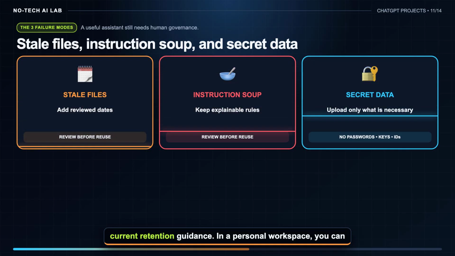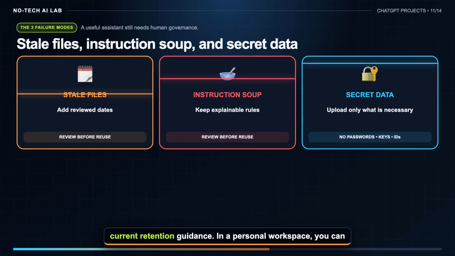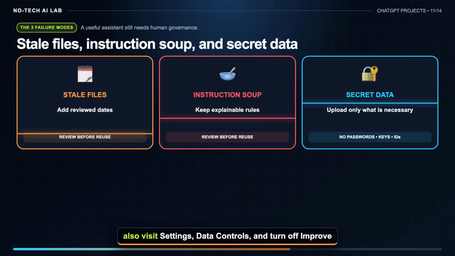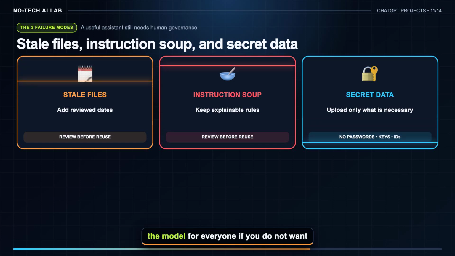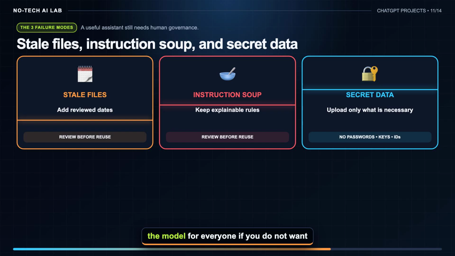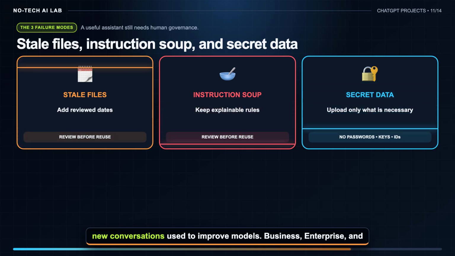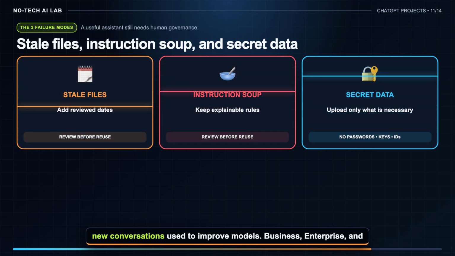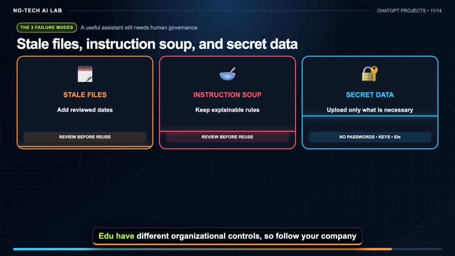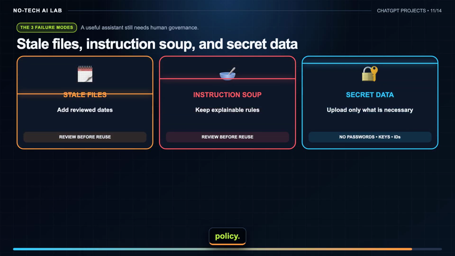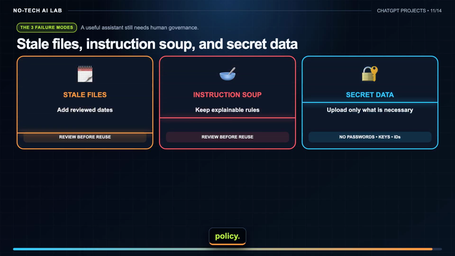Files in a project are retained until the project is deleted, according to OpenAI's current retention guidance. In a personal workspace, you can also visit settings, data controls, and turn off Improve the Model for everyone if you do not want new conversations used to improve models. Business, enterprise, and edu have different organizational controls, so follow your company policy.